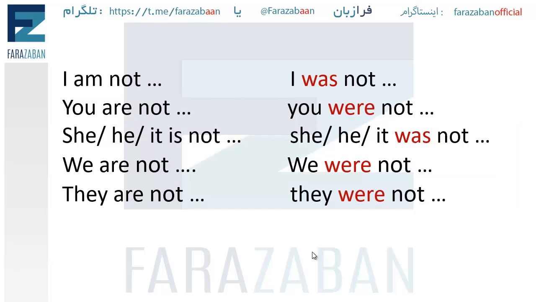Now let's go to the negative forms. I am not, I was not, you are not, you were not, he she it is not, he she it was not, we are not, we were not, they are not, they were not. Just add not after was or were.